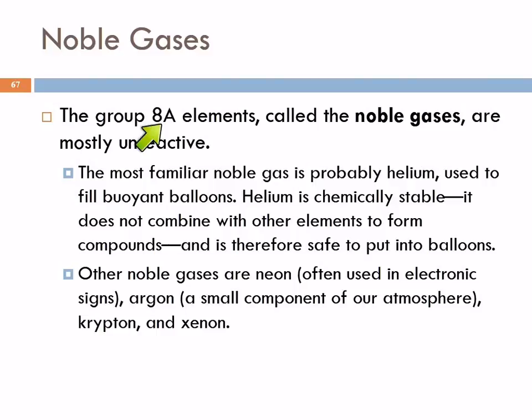Group 8A, that's that far right column, also called Group 18. Those are the noble gases. So they have a name. And they are a family. And just like people in a family have similar characteristics, elements in a family have similar properties.